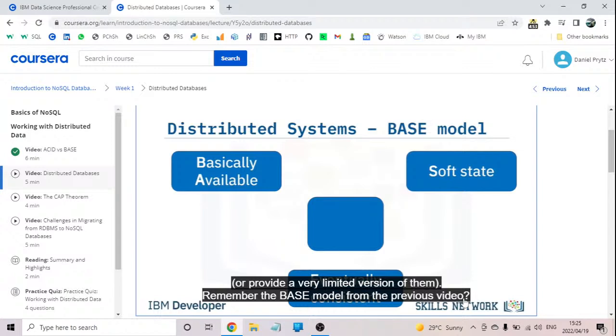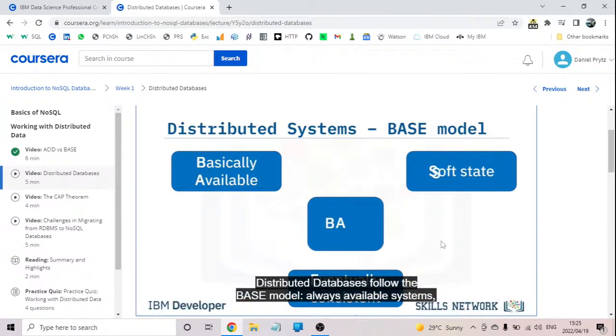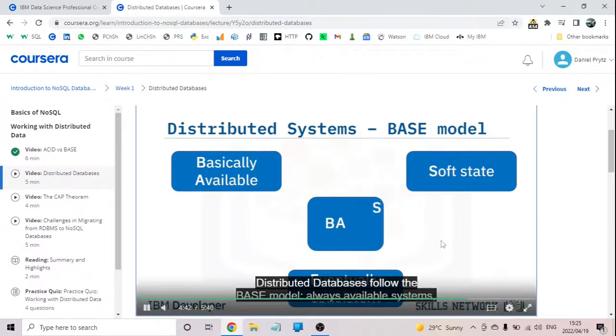Okay, so basically from the previous video, yes, we'll follow the base model, always follow the base model, always available systems.